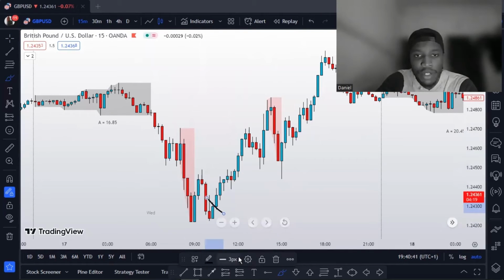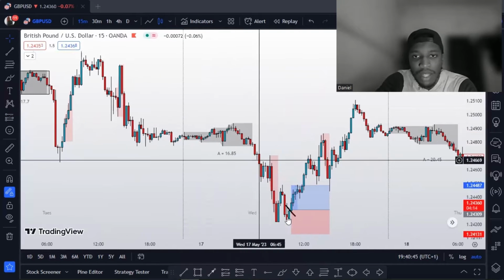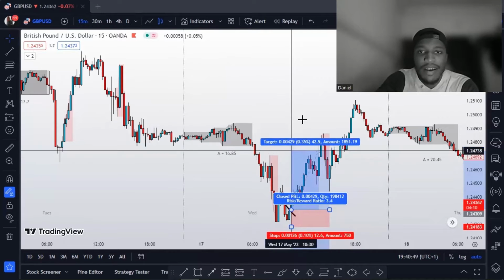So this is your W formation here. You enter on the second leg. I don't even need to go to the line chart to look at this. This is a very clean W formation. Even a blind person can see it.